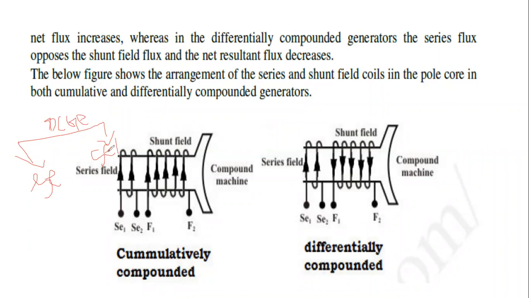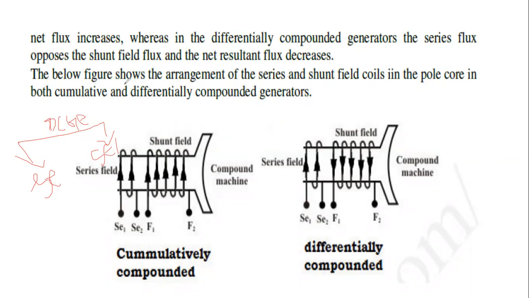Understand? The self-excited generators are again classified into three types depending upon the winding connection. The first type is the shunt generator. Shunt means parallel: the shunt field winding is connected in parallel to the armature. That is called a shunt generator. Next, the series generator. A series generator means the armature is connected in series to the field winding.